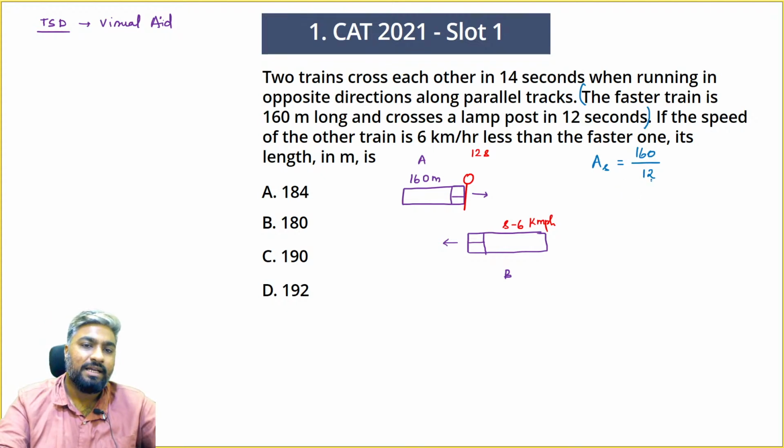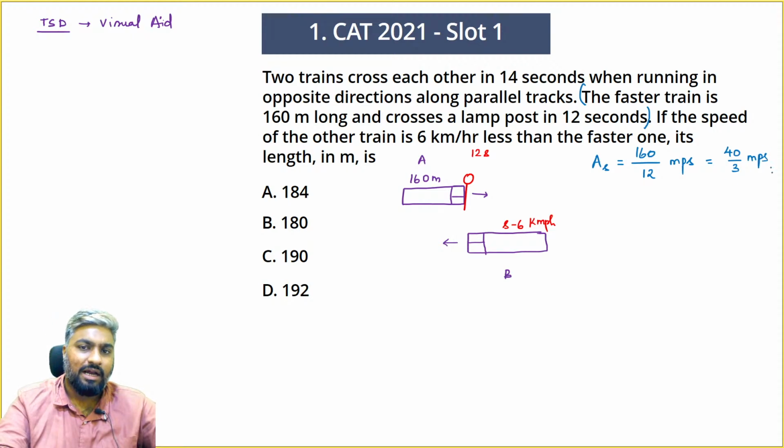Yes, so 160 by 12 meter per second. Okay, please keep this in mind. This is in meter per second. So 160 by 12 meter per second is the speed of the train here. Cool. Which comes up to what? 40 by 3. Correct. So 40 by 3 meter per second.